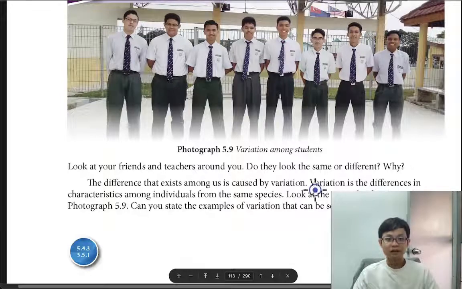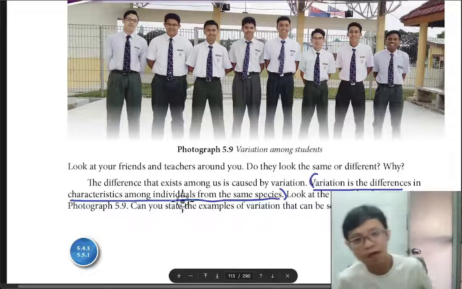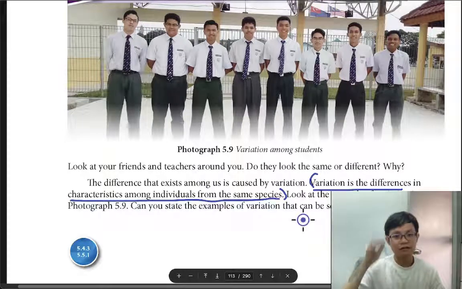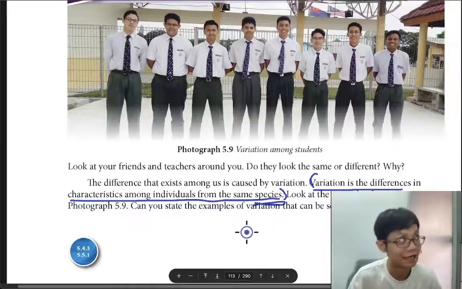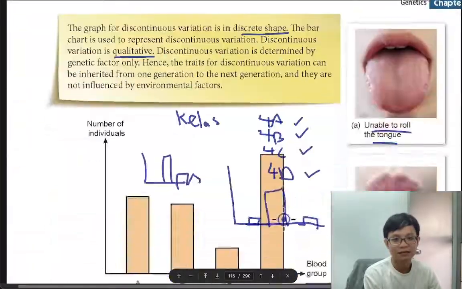Very good. Okay, variation is the differences in characteristics of individuals from the same species. So of course, monkeys have monkey variation, elephants have elephant variation, from the same species. But if you say human and monkey, that is not called variation. That is another thing.